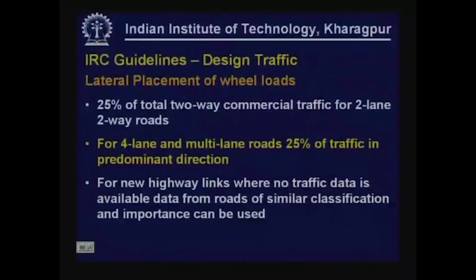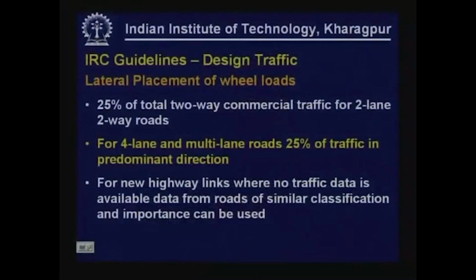Similarly, for 4-lane and multi-lane roads, consider 25% of traffic in the predominant direction. If you have multi-lane roads with 4 lanes, 6 lanes or 8 lanes, there is going to be one predominant direction, either in terms of the load that it carries or in terms of the number of vehicles that travel in that direction. Once we identify the predominant direction, we have to take 25% of the traffic traveling in that direction.